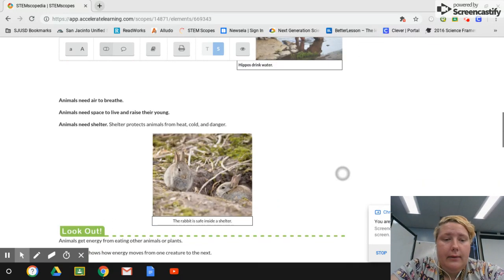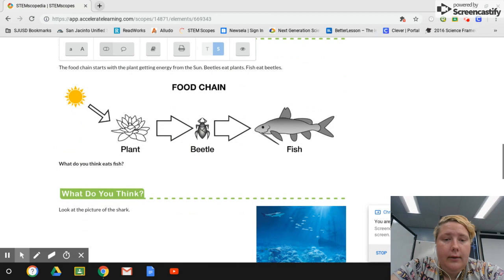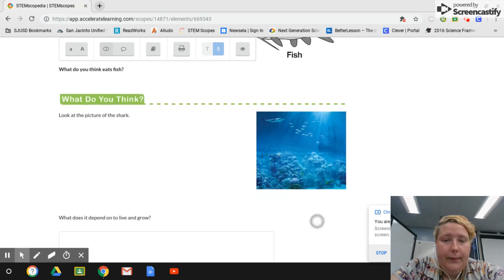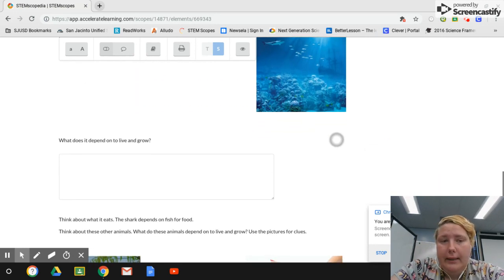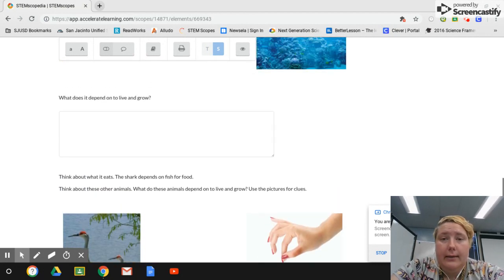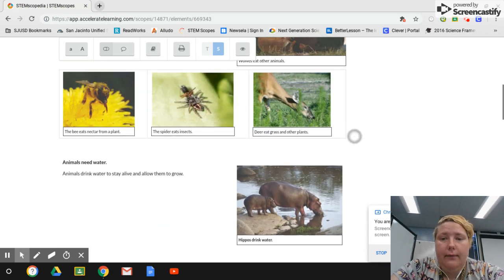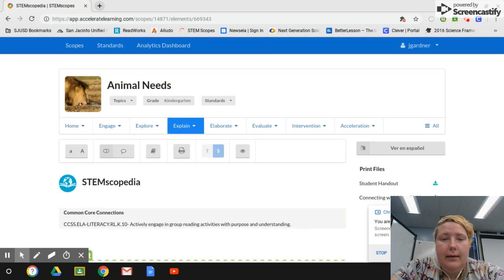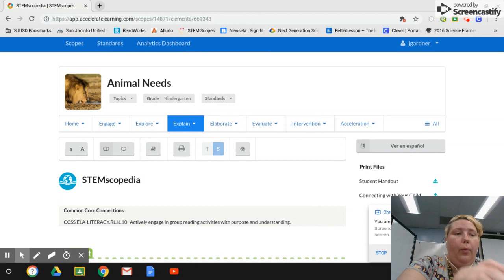So these pages are the basics of learning, and it gives you a few questions at the end like a typical textbook page would do for review. But these are the great things that you can print out and send home with your students, so that way they can study for the test if they are not able to log in at home.